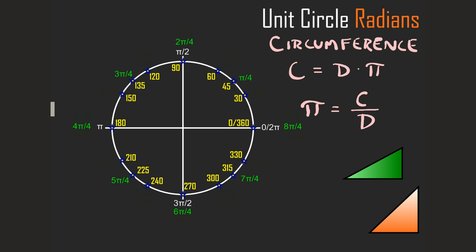So those are all my multiples of pi over 4, or 45 degrees. Now notice up here it reduces to pi over 2. Over here it reduces to pi, and down here it reduces to 3 pi over 2. So really we don't ever say 6 pi over 4 radians, you'll say 3 pi over 2 radians.